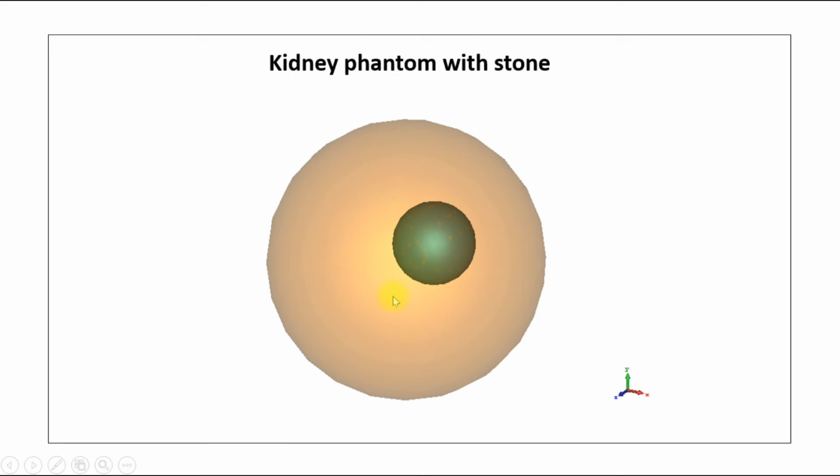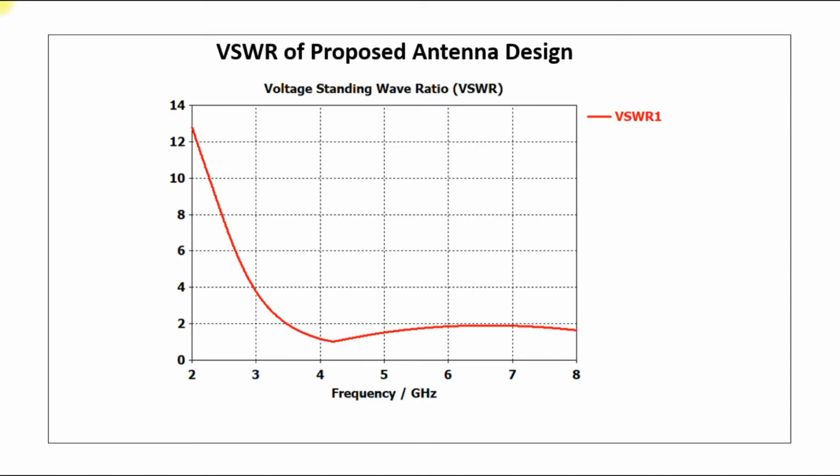So here I have used the same properties of a human kidney, as I mentioned earlier: permittivity, conductivity, density, and heat capacity. All those values I have given here, just like the actual kidney of a human body. And now I'm going to talk about the different results of the designed proposed antenna.